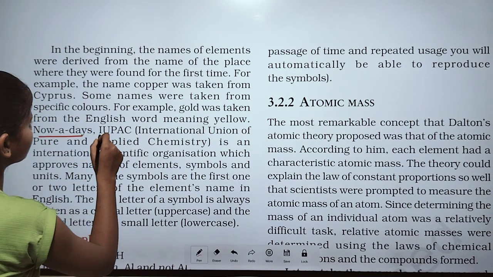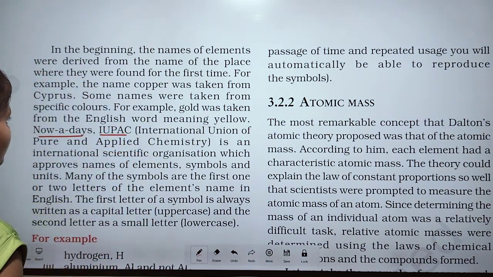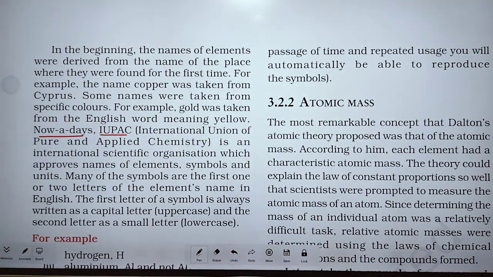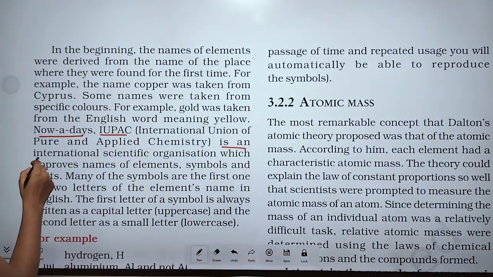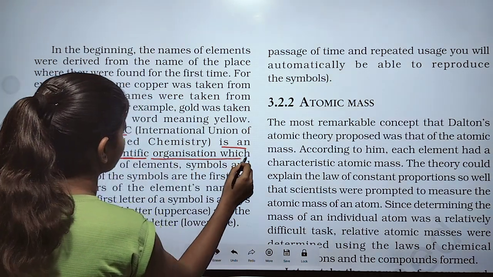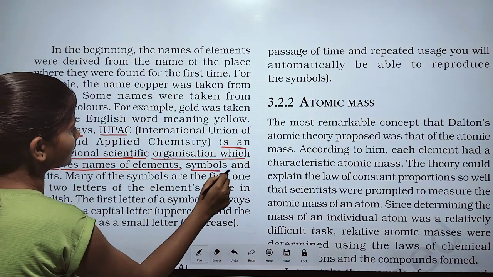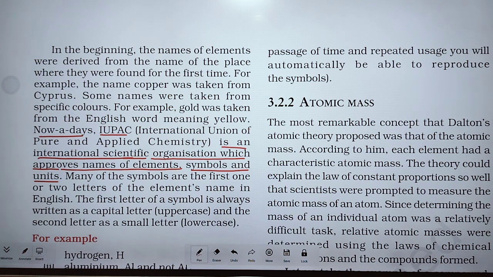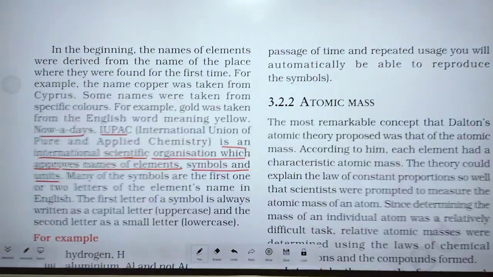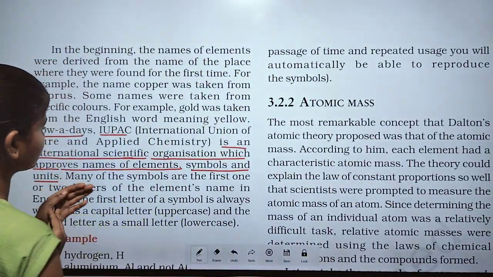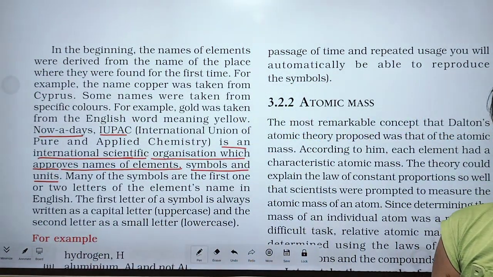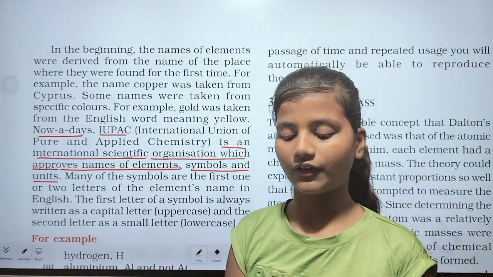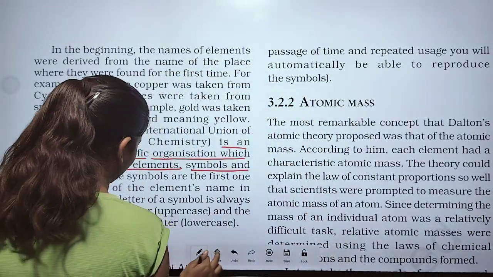Nowadays, IUPAC, which means International Union of Pure and Applied Chemistry, is an international scientific organization which approves the names of elements, symbols, and their units also.